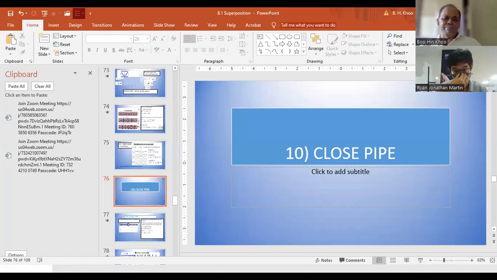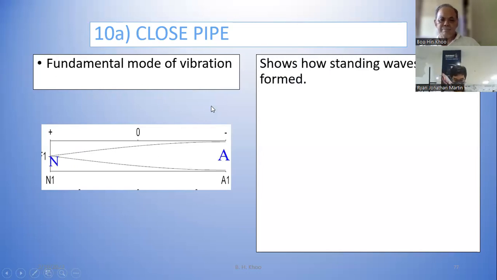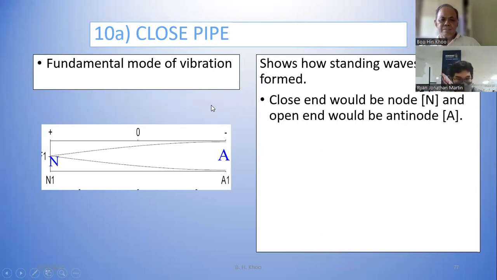Okay, let's go to the closed pipe. As always the case, the closed end is the node, open end is the antinode. The first one, we call it the fundamental mode of vibration. If you like, you can think of this as a displacement distance graph. So the closed end will be the node, open end the antinode. You should be able to write the A and the N there.